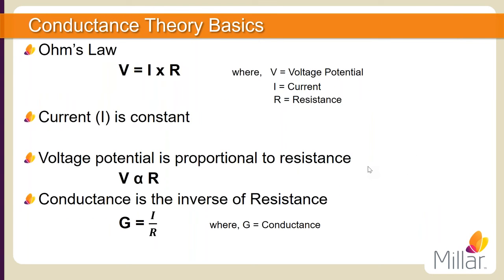We know from Ohm's law that voltage equals current times resistance. The PV catheter passes a constant current through the outermost electrodes. Therefore, we can conclude that the voltage potential is proportional to resistance. We also know from electrical principles that conductance is inversely proportional to resistance.